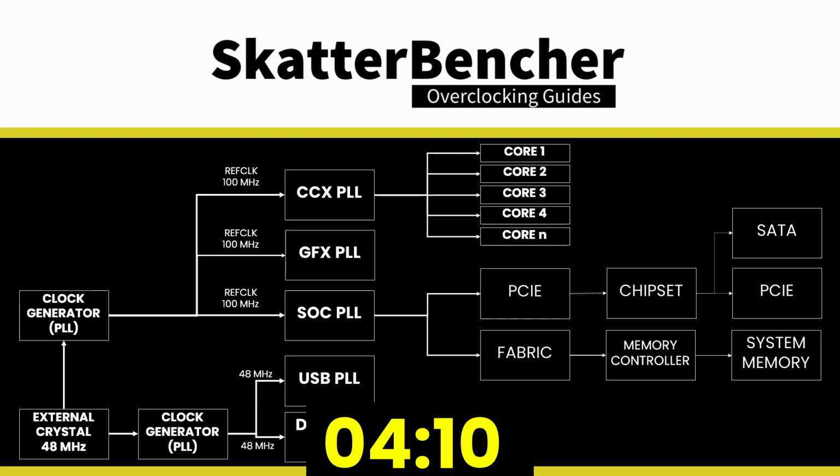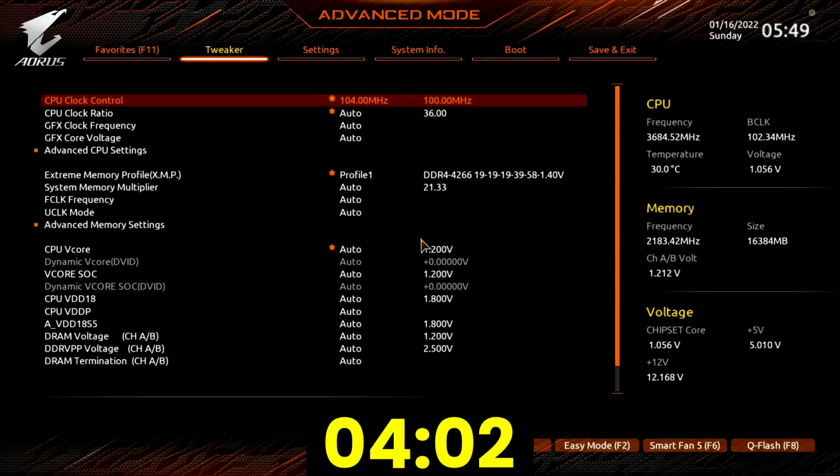Increasing the reference clock frequency impacts a lot of parts inside the CPU, so we'll need to adjust other settings accordingly to ensure stability. This is also the reason why we use a SATA drive connected to the ASMedia chipset, as opposed to an NVMe drive connected to the CPU directly.